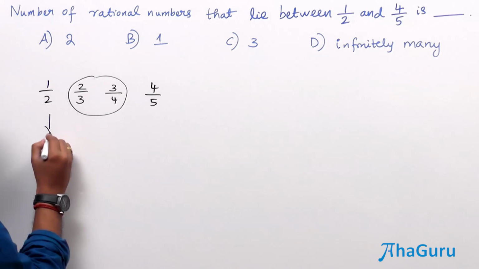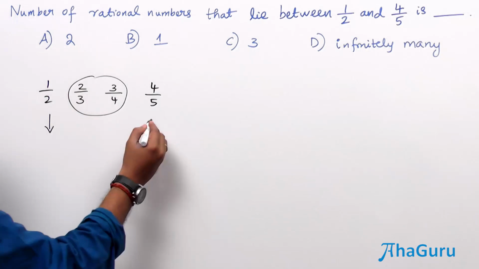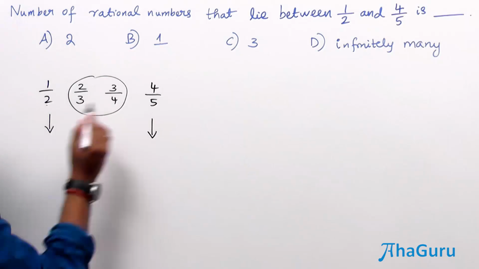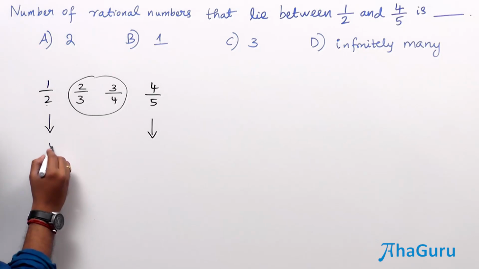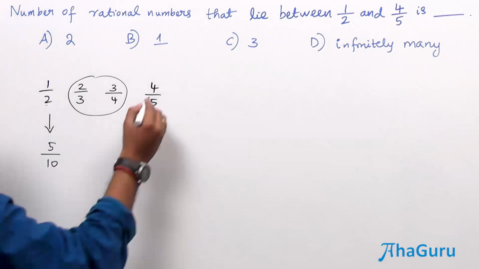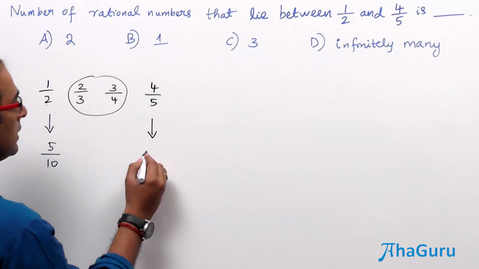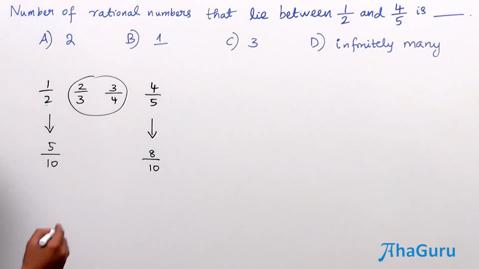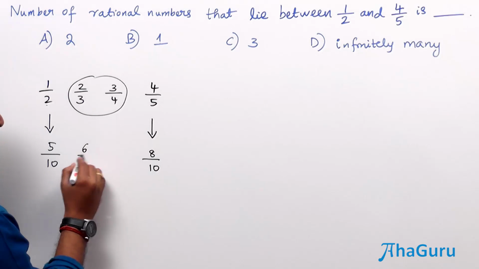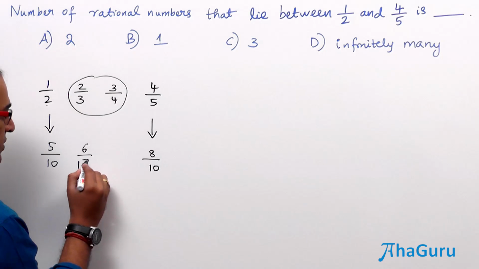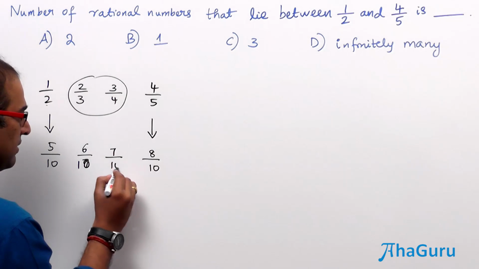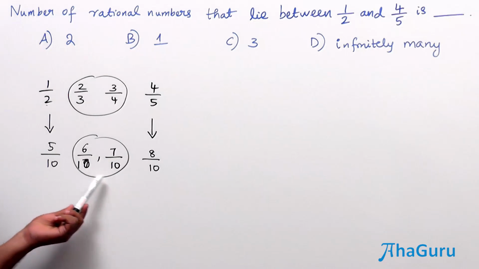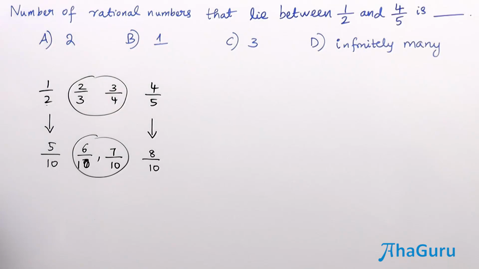Or some might try to get the equivalent fraction. So 2 and 5 are the denominators. The LCM is 10. So 1/2 can be written as 5/10 and 4/5 can be written as 8/10. So you can see that between 5/10 and 8/10 you can insert two fractions, 6/10 and 7/10. So you have two such forms with 10 as denominator. So again the answer could be 2.